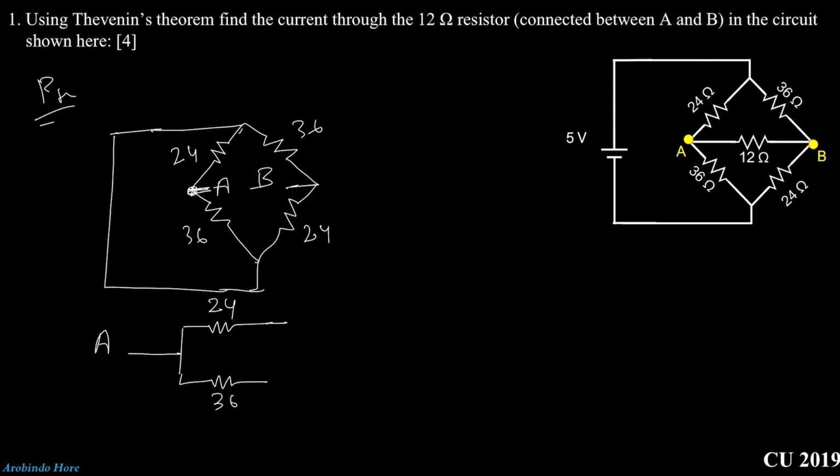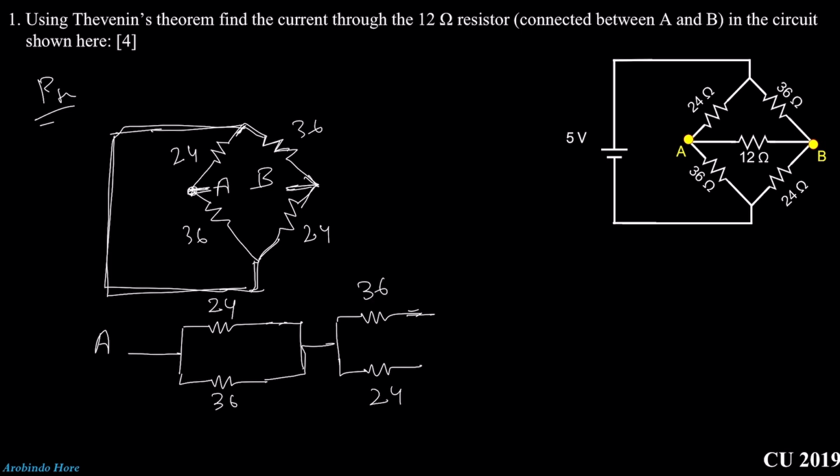And then you can see this 24 goes to this point and this 36 goes to this point, and eventually these 2 points are the same. So we can just short these 2 points. After that you can see here it is again divided into 36 and 24. 36 and 24. And then it joins at the B point. Right? Now we can see it's very easy to calculate RAB.